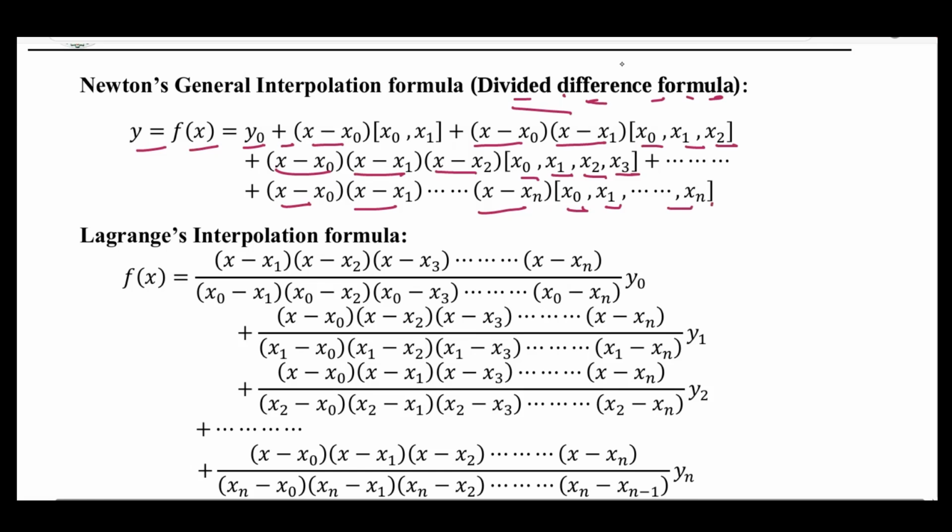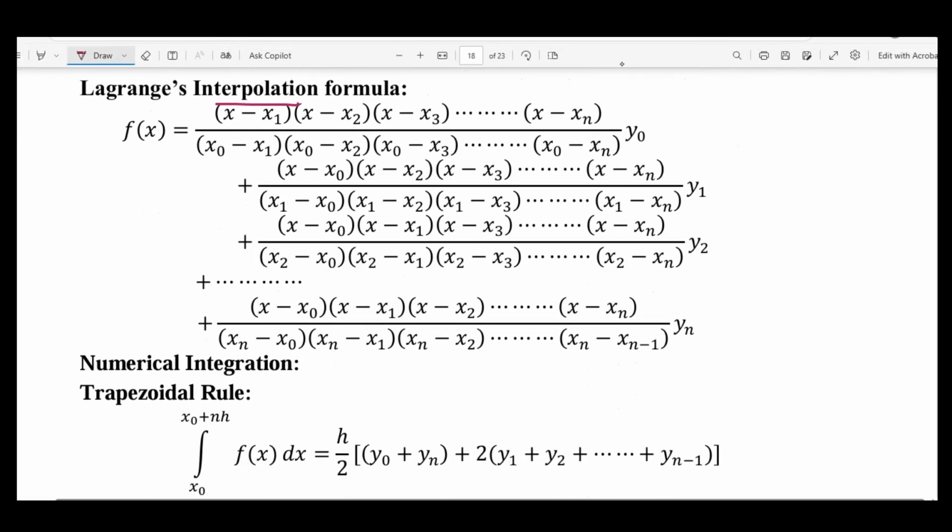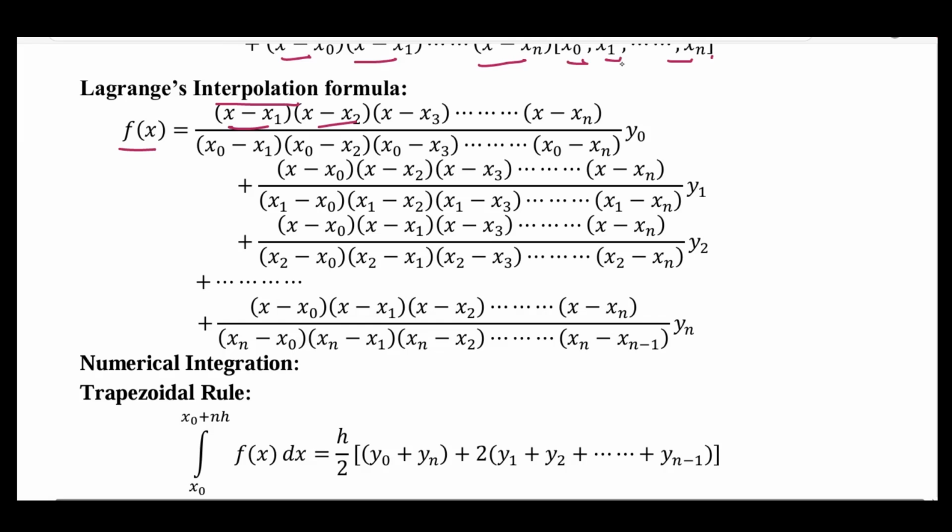Then you have Lagrange's interpolation formula. What is in Lagrange's formula? f(x) will be (x - x_1)(x - x_2)(x - x_3) till (x - x_n) divided by (x_0 - x_1)(x_0 - x_2)(x_0 - x_3) till (x_0 - x_n), into y_0. Then plus (x - x_0)(x - x_2)(x - x_3) and so on till (x - x_n) divided by (x_1 - x_0)(x_1 - x_2)(x_1 - x_3) and so on, and it will be y_1.